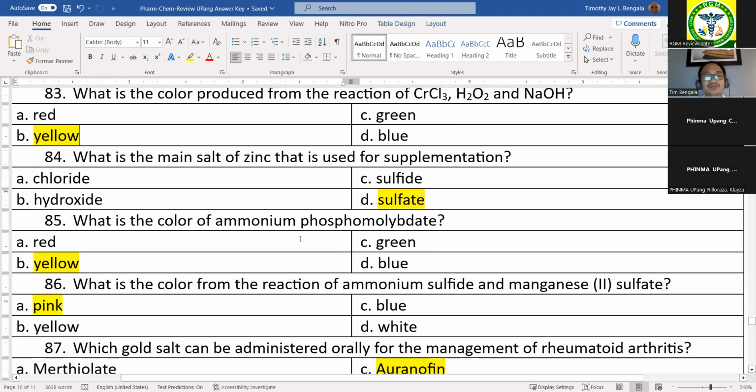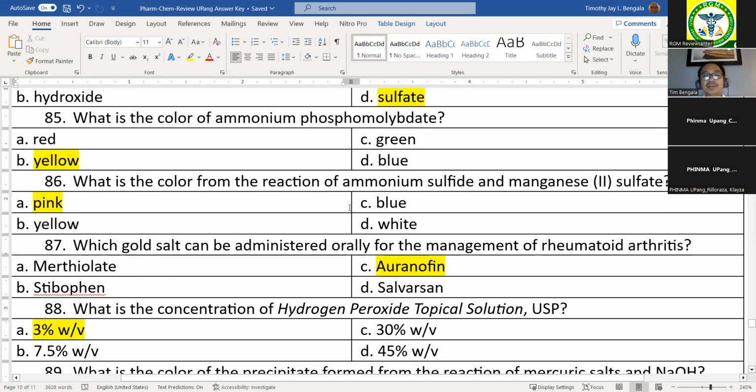What is the color of ammonium phosphomolybdate? Yellow, canary yellow, or golden yellow? No, it's different depending on the references. What is the color from the reaction of ammonium sulfide and manganese 2 sulfate? Ito yung unique na pink sulfide.